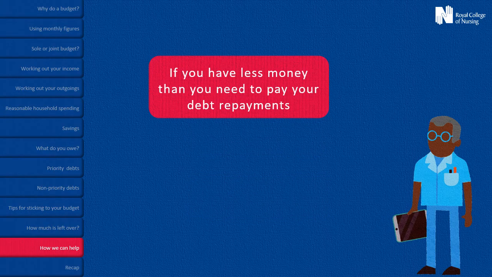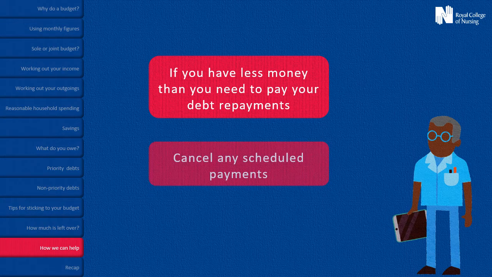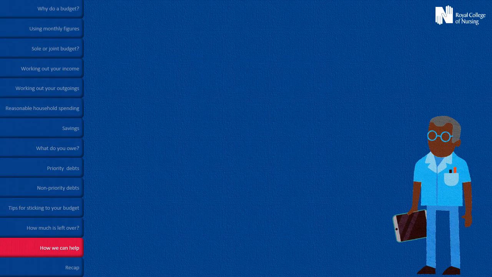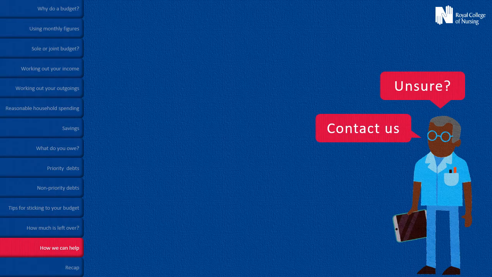If you have less money than you need to pay your debt repayments, cancel any scheduled payments to your non-priority debts. If you pay any of your non-priority debts by standing order or direct debit, you should cancel these. This will help you to stay up to date with more important bills such as your mortgage or rent, council tax, food and energy bills. If you remain unsure about what bills to cancel, then please contact us in the Welfare Service. Please note that reduced or missed payments to your creditors will usually affect your credit reference file.